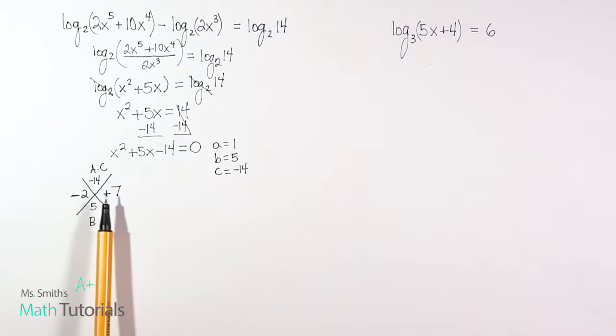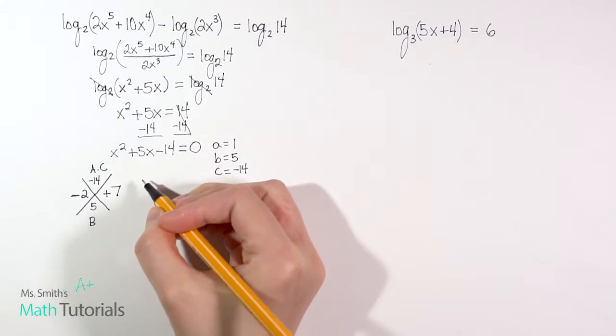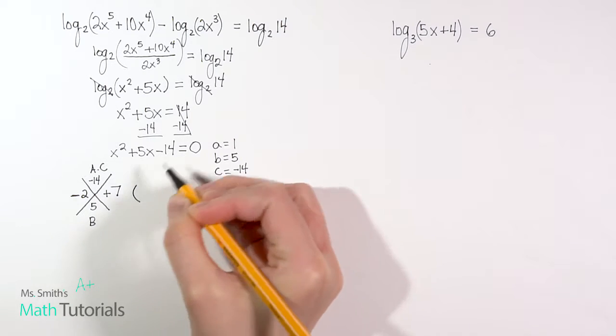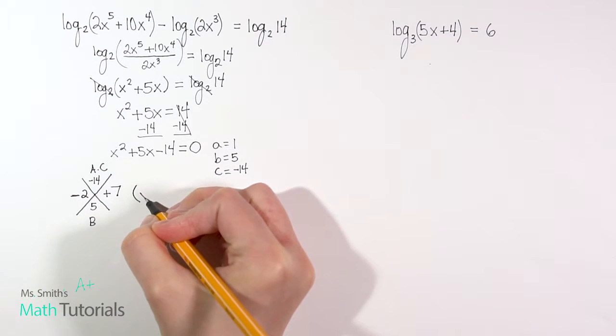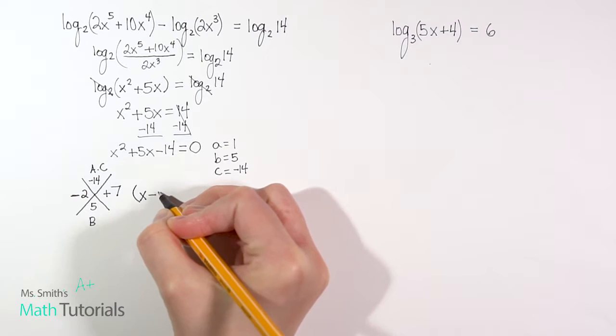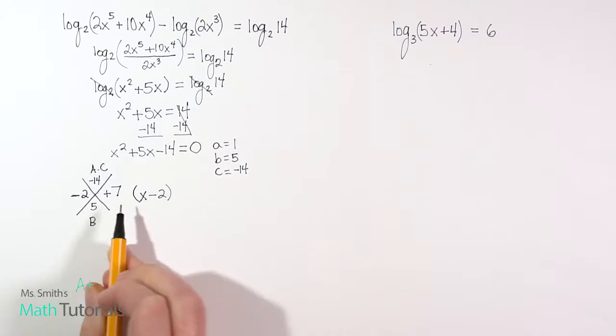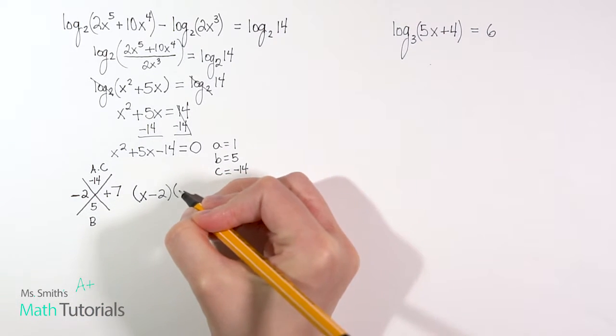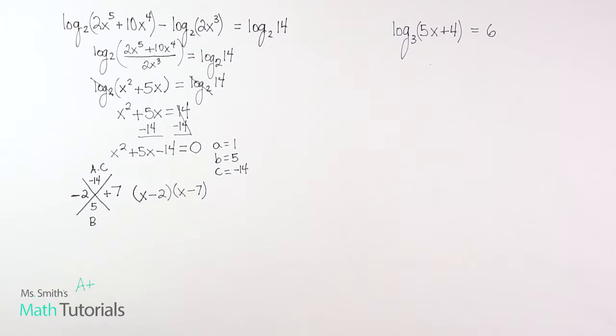Once we know these two values, you can just use them to build your answers. So we had a negative 2, so one of our answers is x minus 2. And we had a plus 7, so the other answer is x plus 7. Okay? I cannot emphasize enough that this only works if your a is 1. If your a is anything other than 1, that will not work, okay? But for the sake of time, I'm going to use that shortcut today.